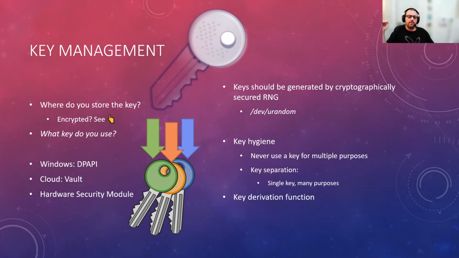In the cloud, you have something called a vault, which is a way for you to manage secrets. On Kubernetes, you have the secrets management API. If you're running on a highly secure system, you have hardware security modules, and those are all ways for you to manage the keys.